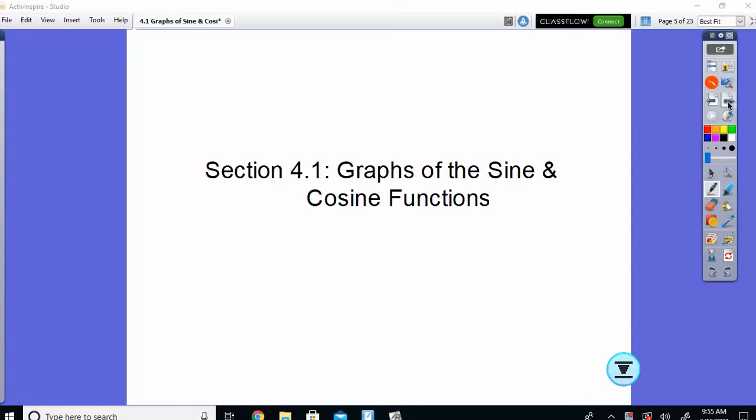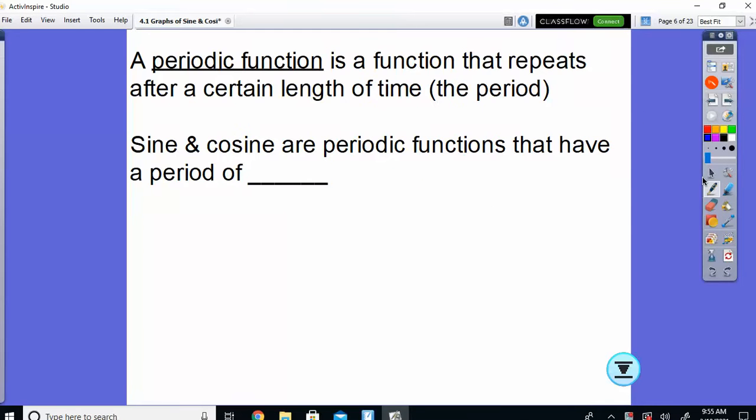One thing about our trig functions, they are all what we call periodic functions. A periodic function is something that repeats after a certain amount of time. That length of time it takes to repeat is called the period.